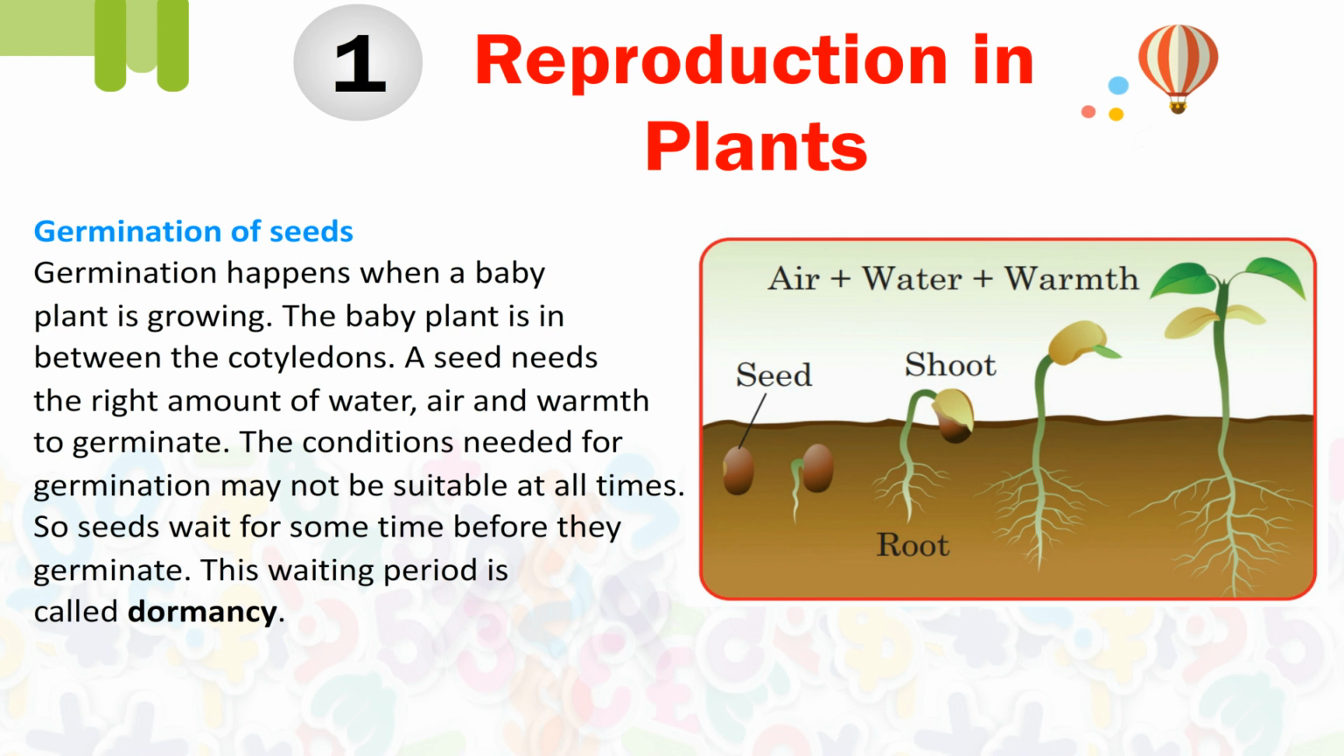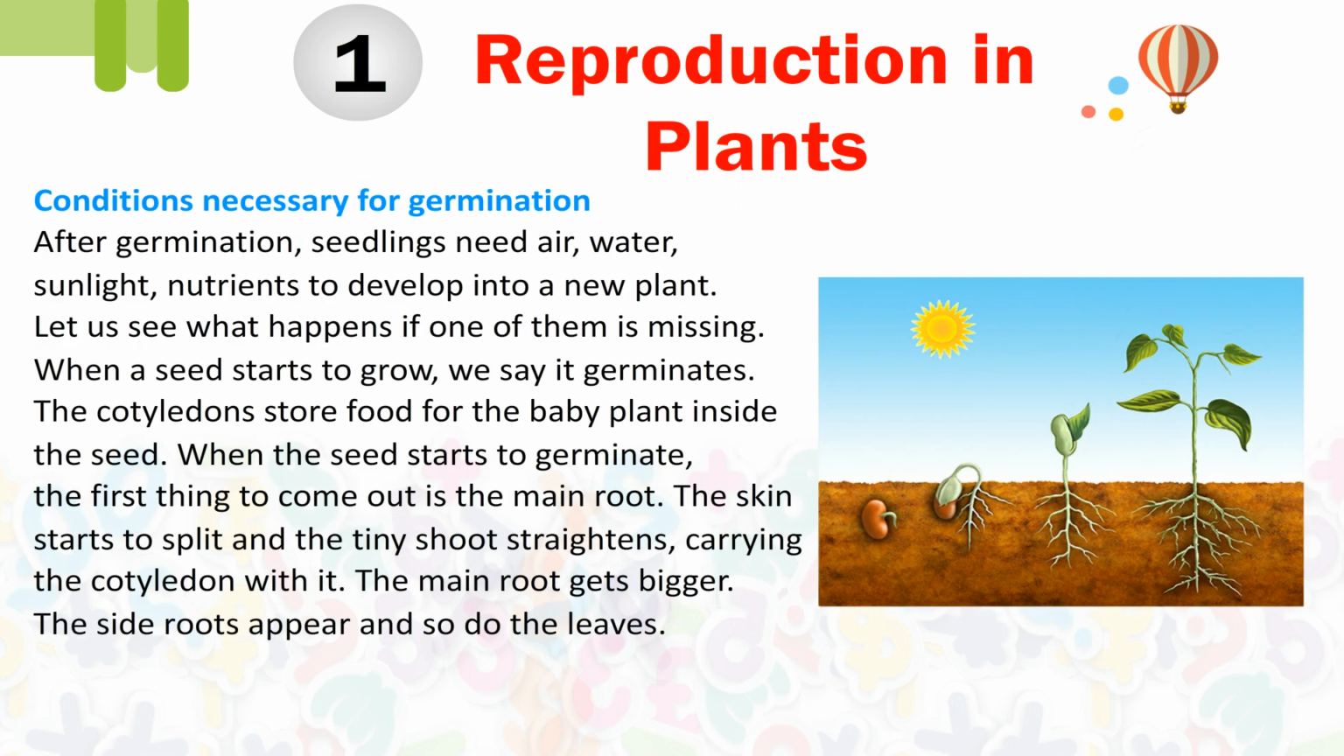Germination of seeds. Germination happens when a baby plant is growing. The baby plant is in between the cotyledons. A seed needs the right amount of water, air and warmth to germinate. The conditions needed for germination may not be suitable at all times, so seeds wait for some time before they germinate. This waiting period is called dormancy.